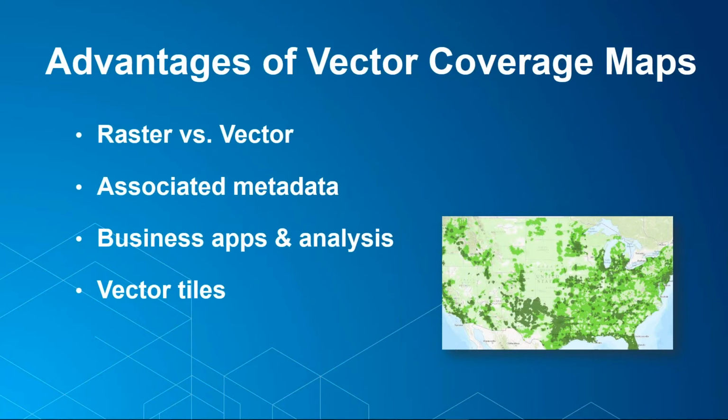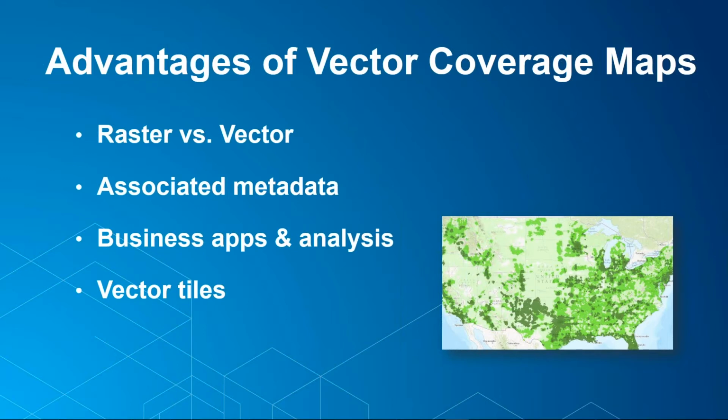And so there are some advantages to using vector data over raster data. The first is associated metadata. So with the vector data, you can have many attributes associated with a coverage area. So the entire area could be representing either the quality of service, a particular type of service, or even the status of that coverage area and whether or not that particular area is online or offline, pulling information from the sector or site.